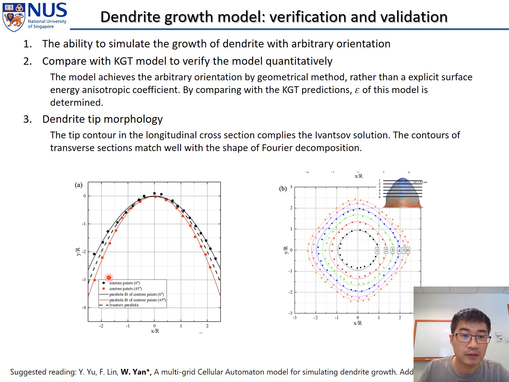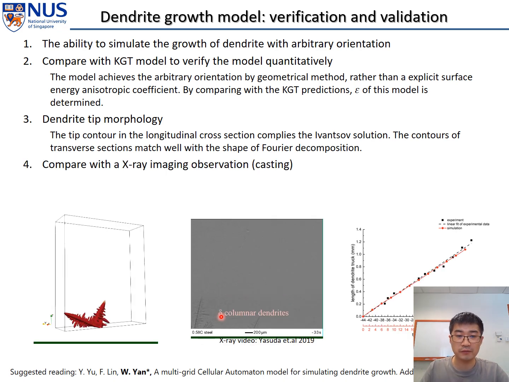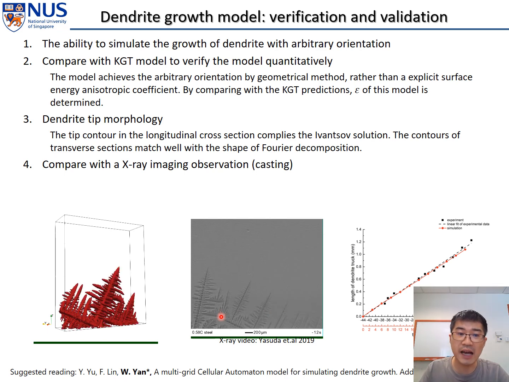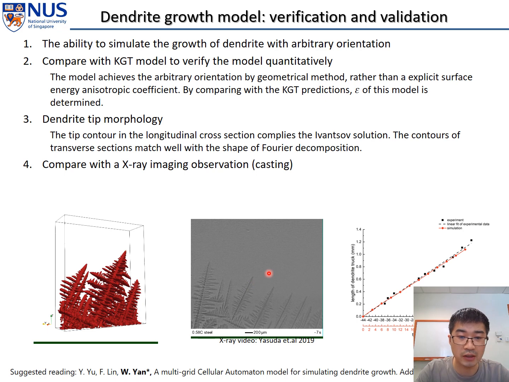And also we extract the dendrite tip morphology in both the longitudinal cross-section and the transverse sections. You can see the longitudinal cross-section complies with the Ivantsov solution, and the shape of the transverse section agrees well with the Fourier decomposition. And also we validate our model against a simple experimental case in casting. This is X-ray imaging from the literature, and you can see not only the morphology but also the dendrite growth rate agree well between the simulation and experiments.